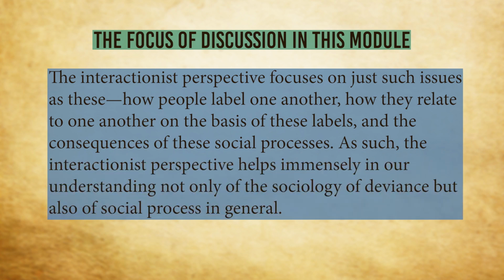As such, the interactionist perspective helps immensely in our understanding not only of the sociology of deviance but also of the social process. Now, there are 4 sections in our discussion. As I've already said, creating labels is very important, and it is through creating labels that we relate to one another. We are creating a kind of stereotypes. What is a stereotype?